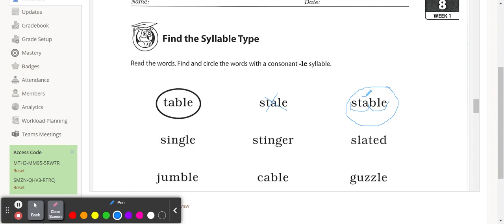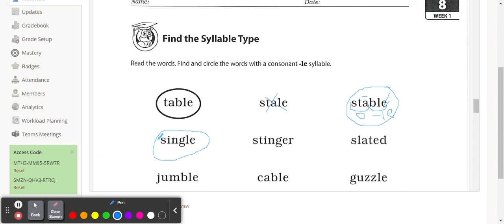Stay is a long A that's open syllable. And then we have consonant B, L-E. So consonant L-E. Make sure you're remembering, I sometimes forget to cross off the silent E at the end when you're marking. Okay, let's do another row. We have single. Yes, see that consonant L-E?